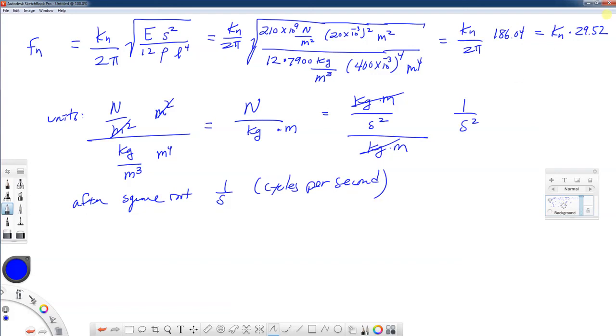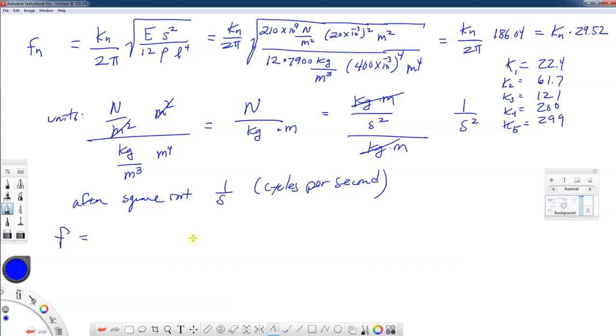Now, the K value depends on the mode. And this table has 5 modes listed. And I'm going to write down the K's over here, depending on the mode. 22.4, 61.7, 121, 200, and 299. So that's modes 1 through 5. So let's see what our frequencies are. I'm going to list them down here.